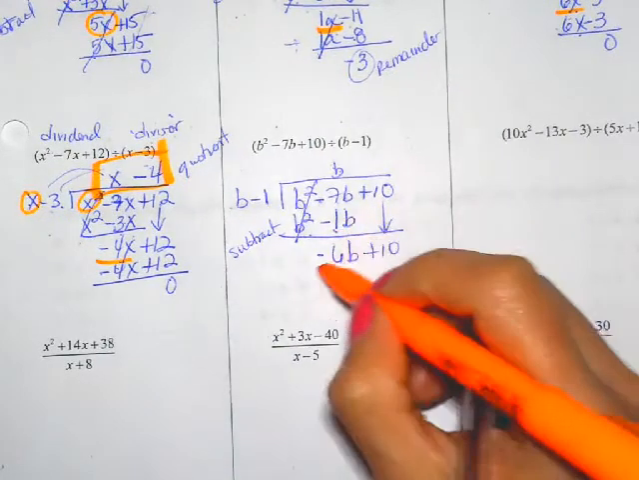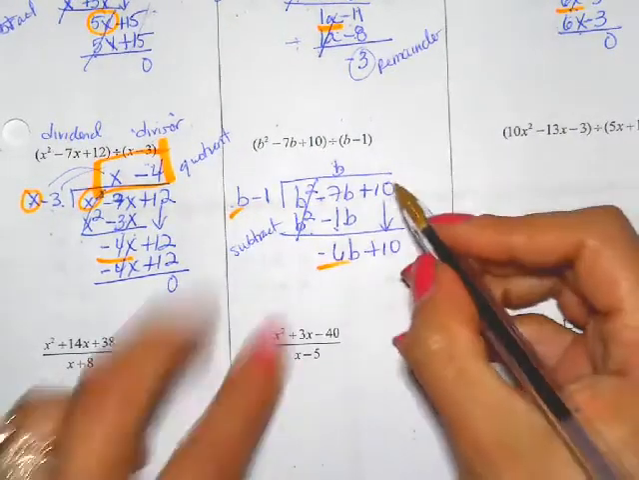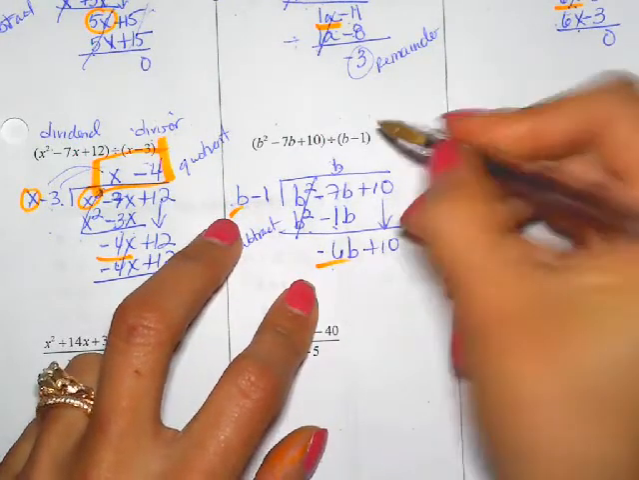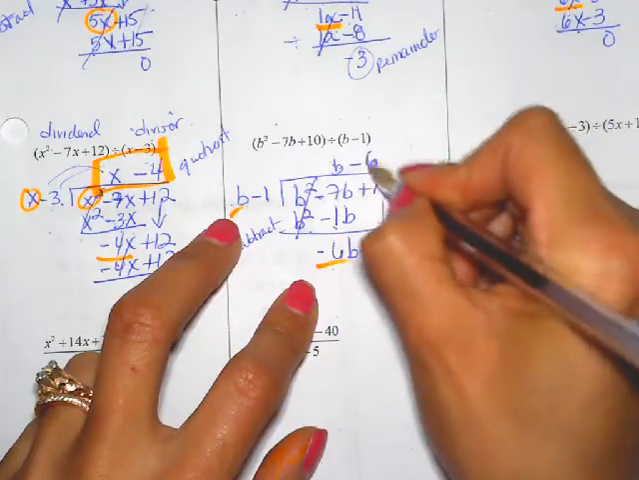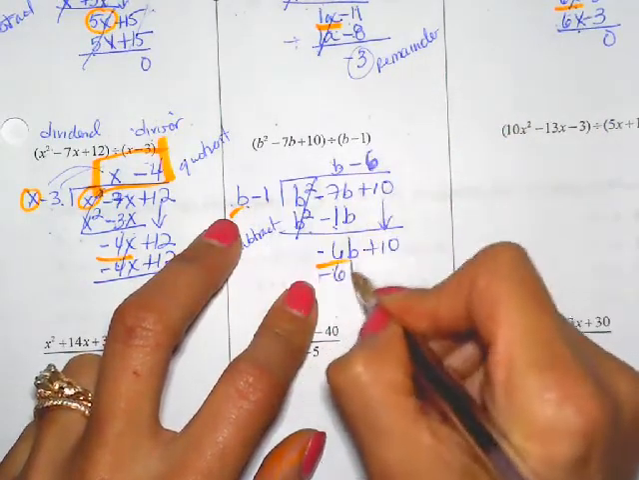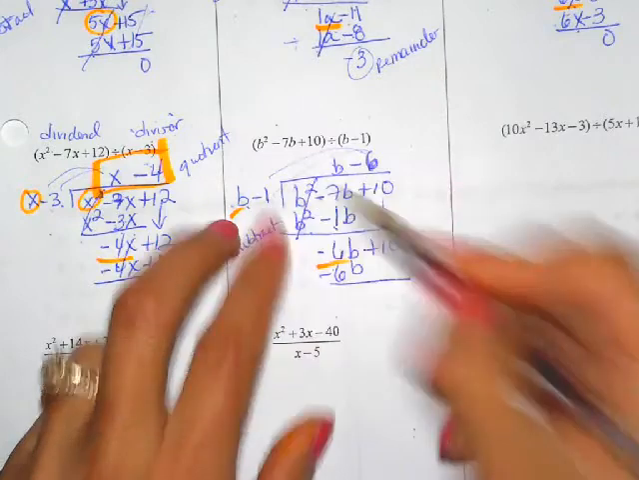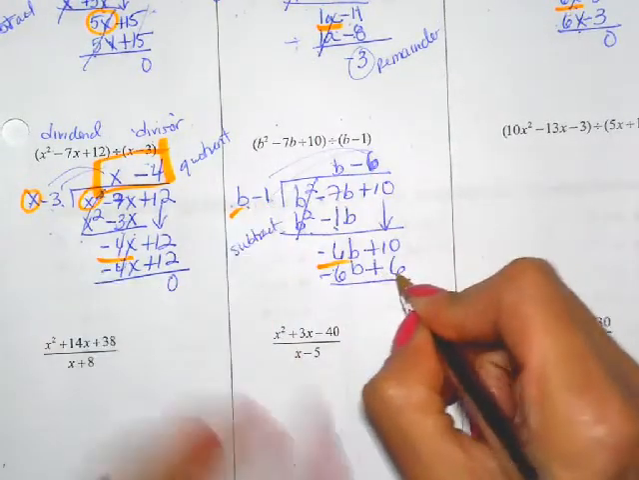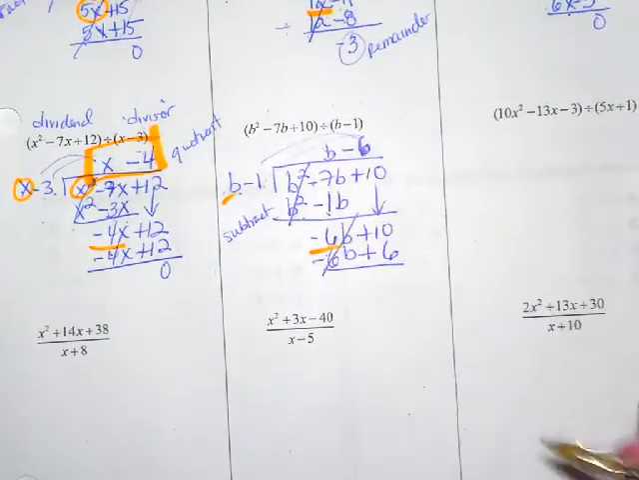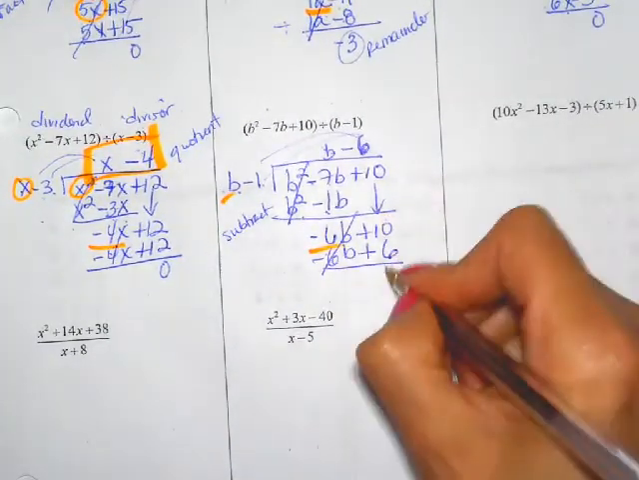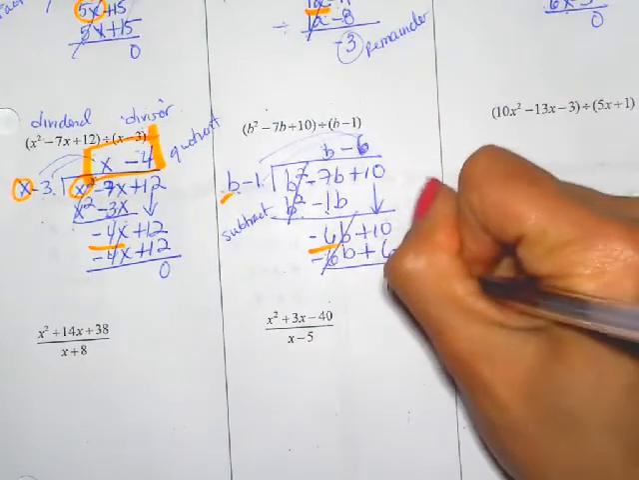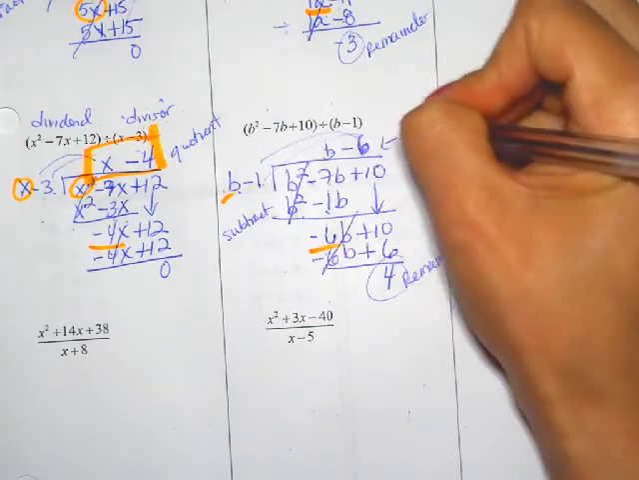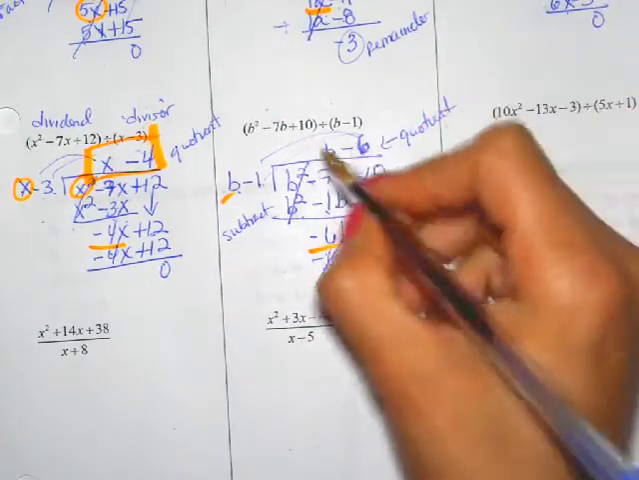Let's focus again on the first term. What do I have to multiply b by to get a negative 6b? Negative 6 times b will give me negative 6b. Then multiply the second term in the divisor. Negative 6 times negative 1, positive 6. Take the difference. These will subtract. 10 minus 6, 4. My remainder is 4. My quotient, which is the answer, is b minus 6.